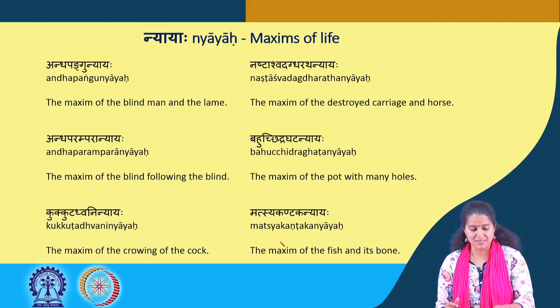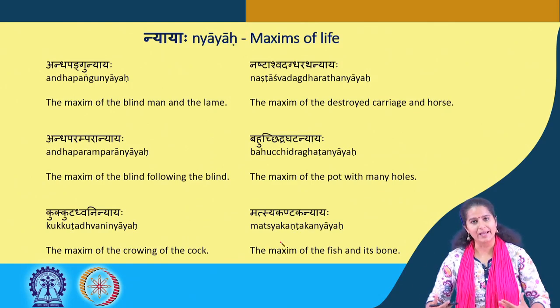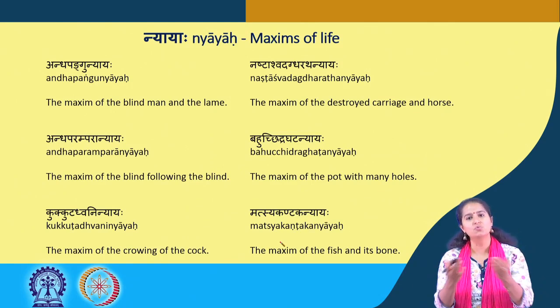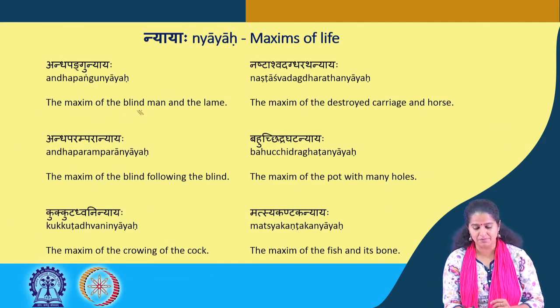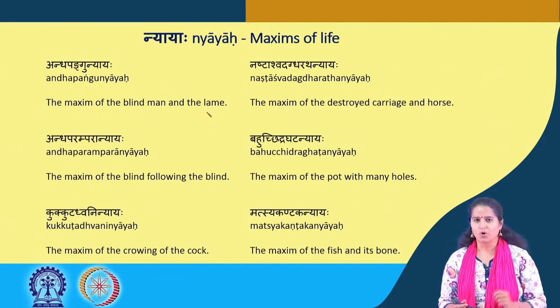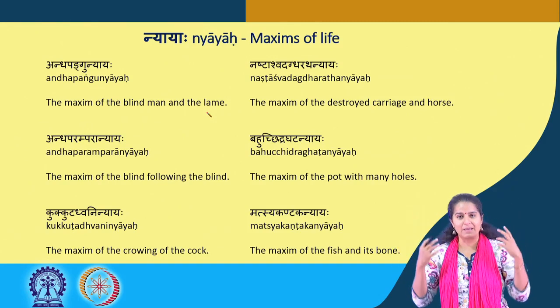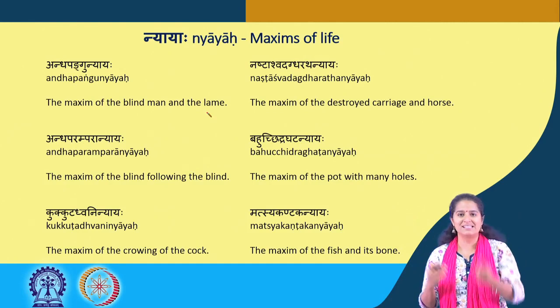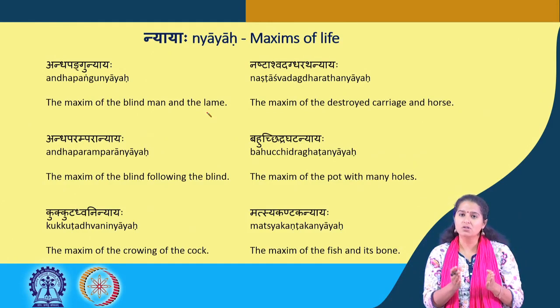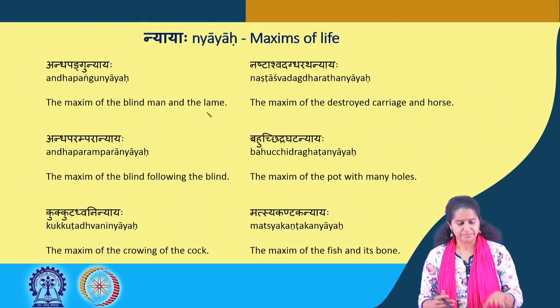Andha-pangu-nyaya. So the first one is andha-pangu-nyaya. Andha blind, pangu lame. Nyaya is how these two combine together. So it's the maxim of the blind man and the lame that you already know. So in the andha-pangu-nyaya, the blind man does the walking, putting the lame man on the shoulder. The lame man does the seeing. So together they make a good pair that is able to live life naturally.